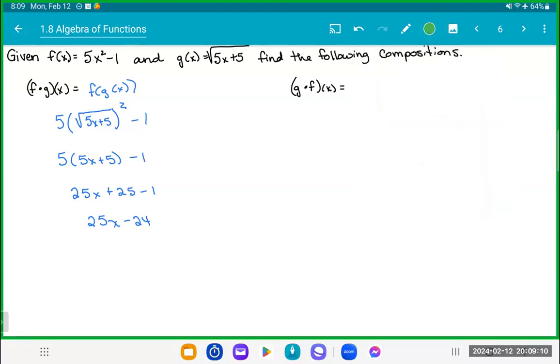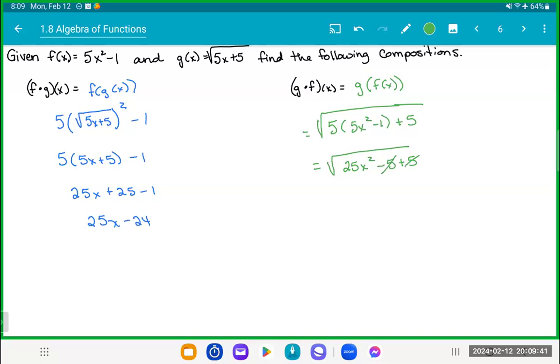Now when we do the opposite and we do g of f of x, we're going to plug our f function into our g function. So our g function is the square root of 5 times our f function. So this is the square root of 5 times (x squared minus 1), plus 5. When we simplify this, we get the square root of 25x squared minus 5 plus 5.